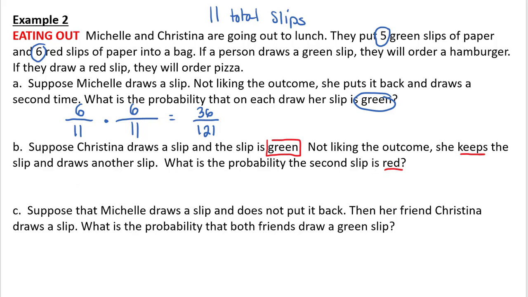So we have to do our first probability, which is the probability of green, times the probability of red. So for the probability of green, there are 11 total slips in my bag. Of them, 5 are green. Now she doesn't put it back, so there's 10 left. And the second is red. I have 6 red. So then simplifying that, 5 times 6 is 30. 11 times 10 is 110. I simplify and I get 3 out of 11.